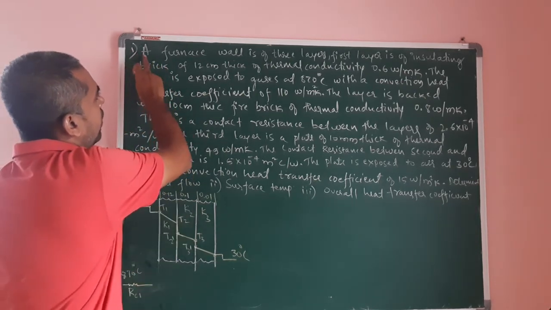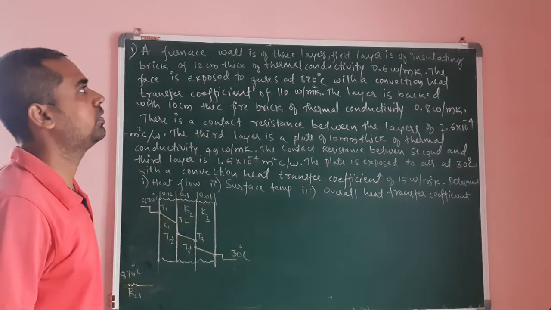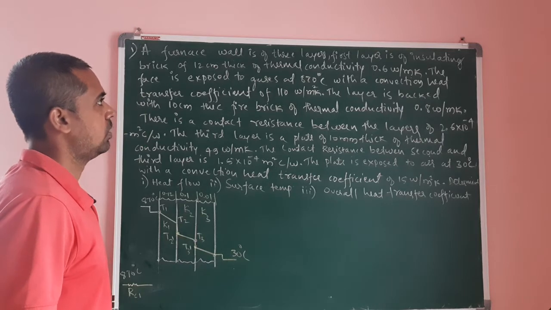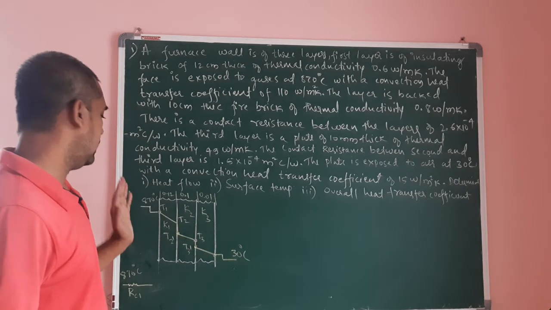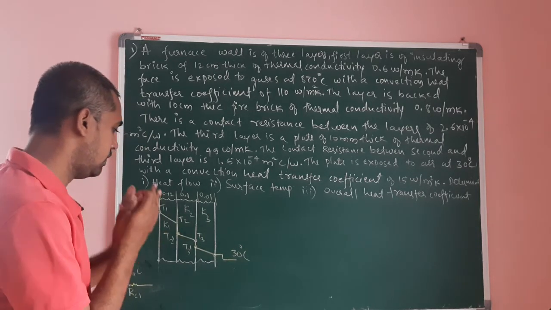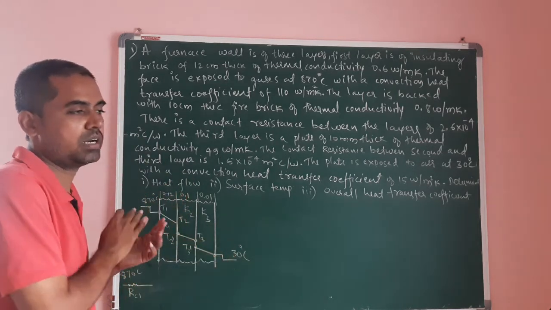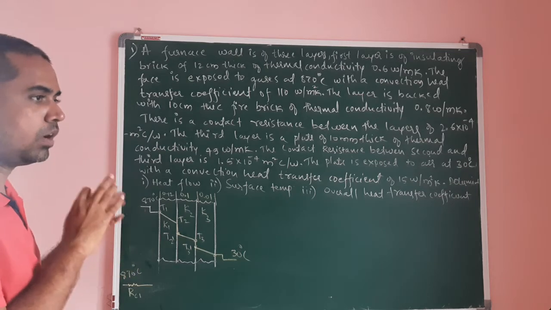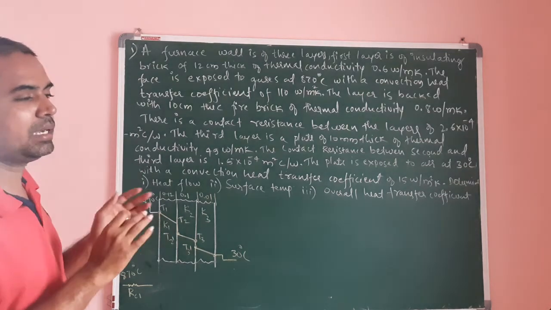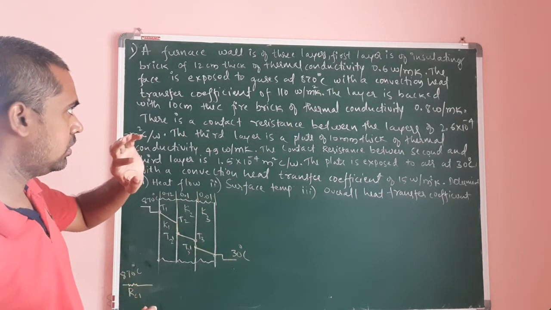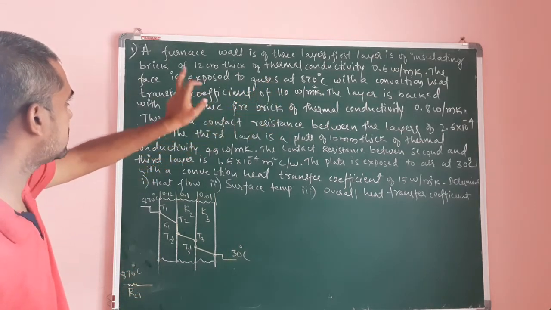You can see a furnace wall is made up of 3 layers. There are 3 layers of a furnace wall. Okay, there is a furnace. That furnace is covered by 3 layers. Furnace means the furnace is mainly used for heating purpose. There will be high temperature inside the furnace. Okay, the furnace is made up of 3 layers.